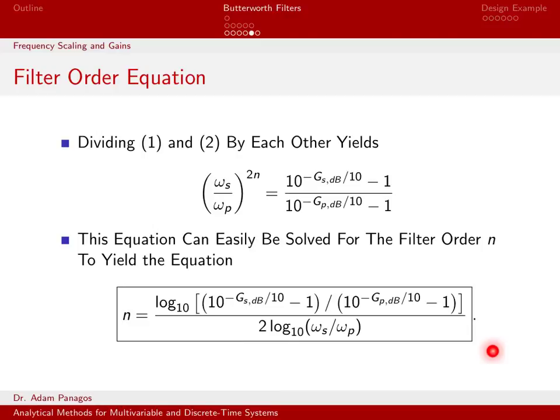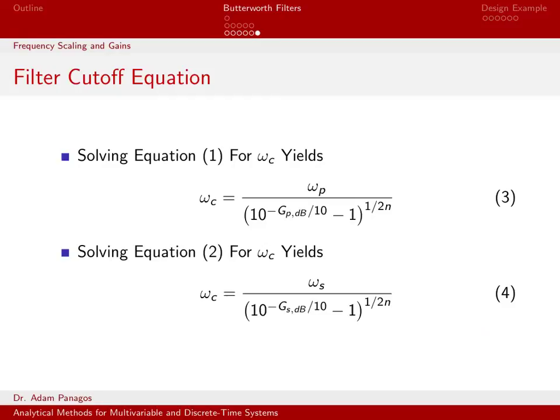Actually, there are some other equations that are useful as well. If we go back to equation 1 and solve for omega c, we can actually write our cutoff frequency as a function of our passband frequency and our passband gain. So you can kind of tell just by looking at this equation how these different parameters are coupled. If you specify omega p and order and gain, that uniquely determines omega c. Or if you want to specify the gain and the passband frequency and the stopband frequency and the gain, that uniquely determines n.